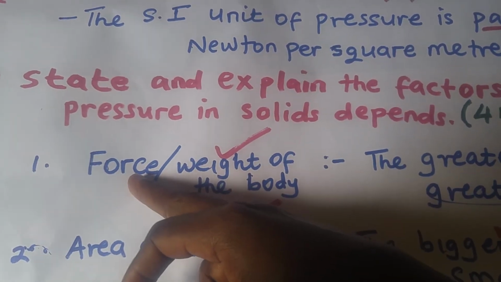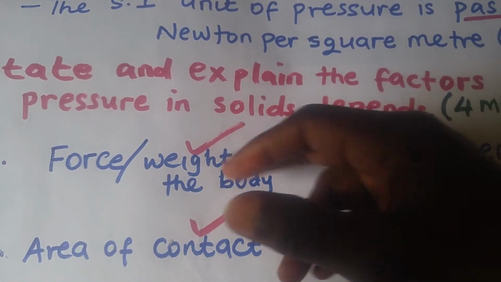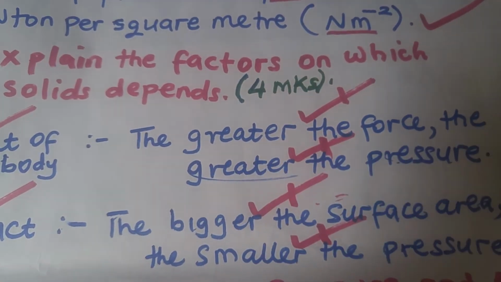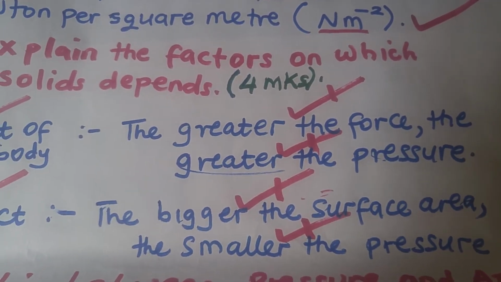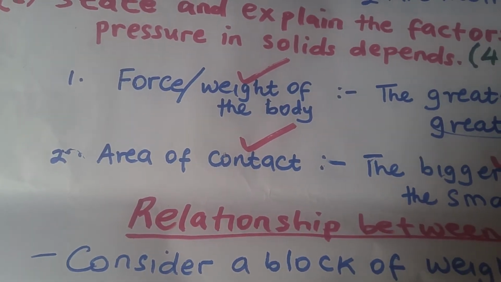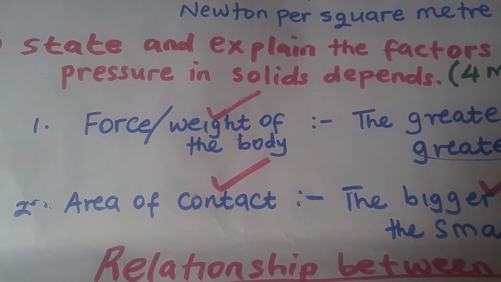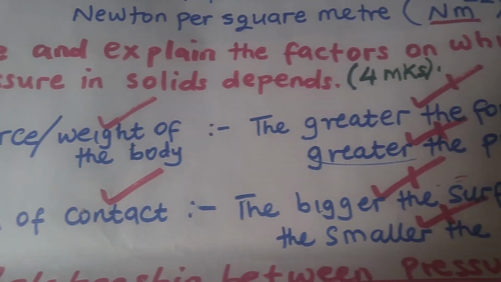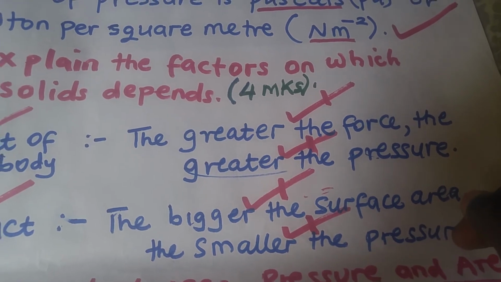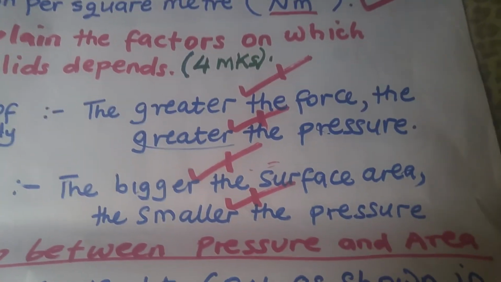After stating force as a factor which affects what? Pressure. Can you go ahead and explain? So we have just said that the greater the force, what happens? The greater the pressure. When the force is big, the pressure is also big. You see? Then the other factor is the area of contact. The part of the needle which touches the body is always made very small. Why? We are saying the bigger the surface area, the smaller the pressure. When you make that area big, it means the pressure is going to be very small.